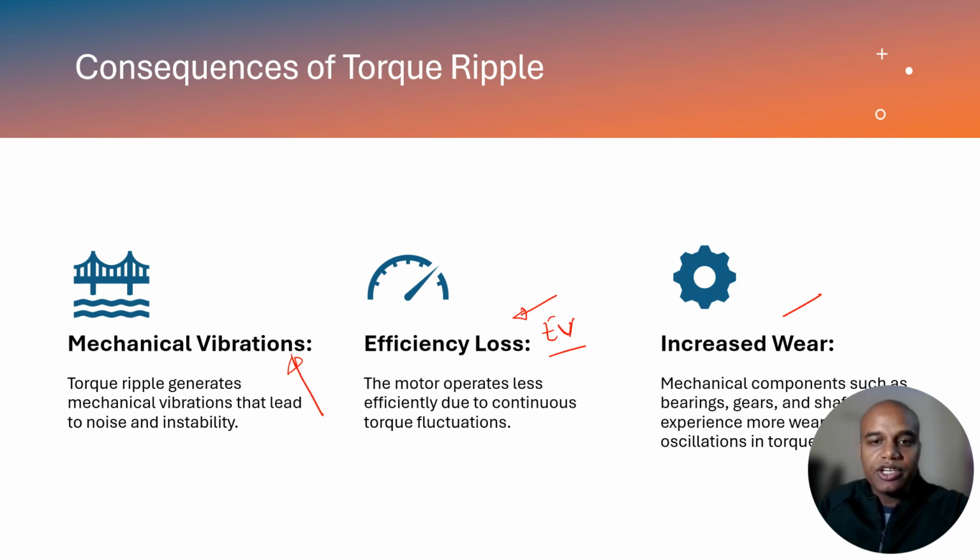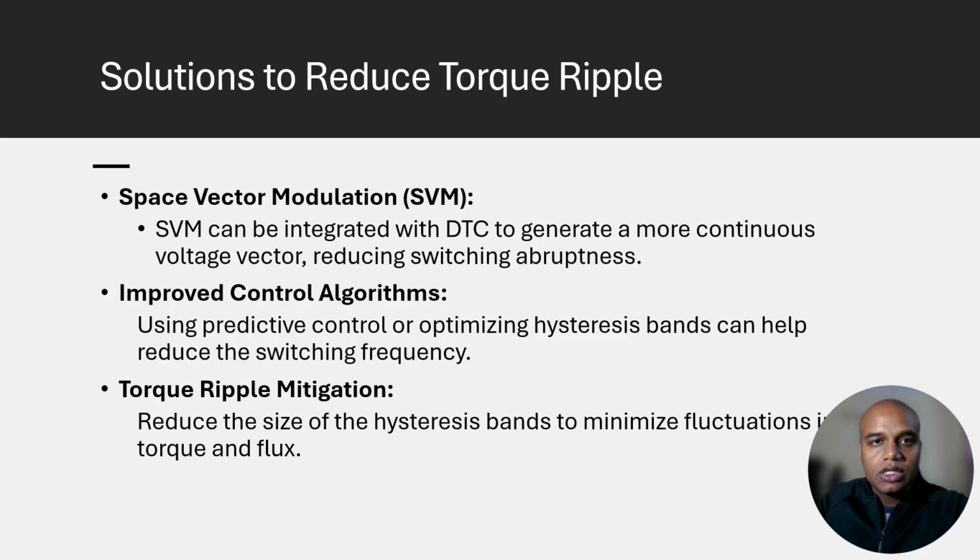Increased wear and tear will also happen, because a sudden change in the stator flux will happen, which again will cause sudden torque ripple, which again creates more wear and tear of my motor. So what are the techniques by which we can control this torque ripple?